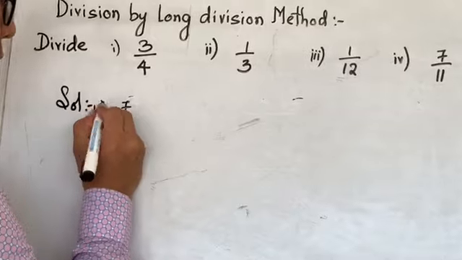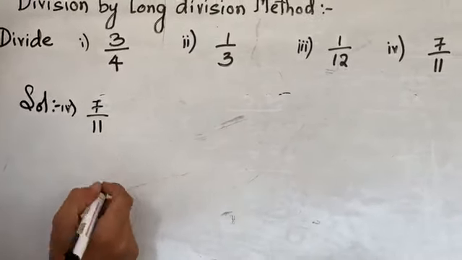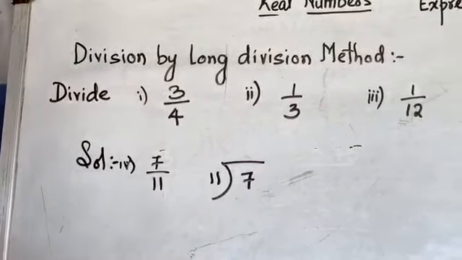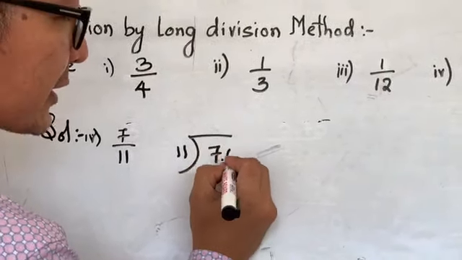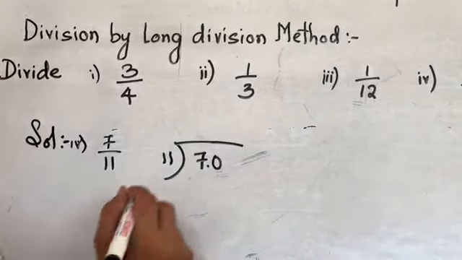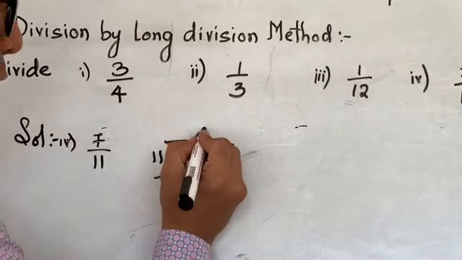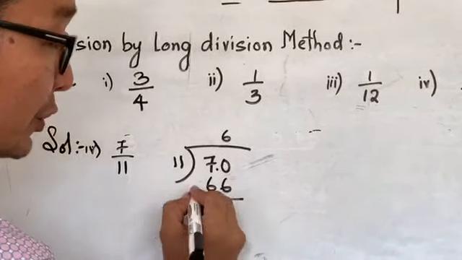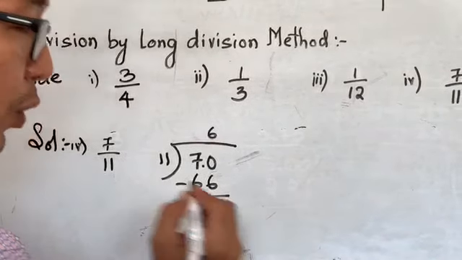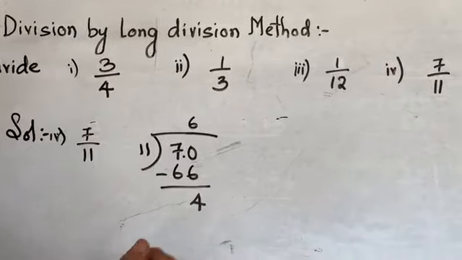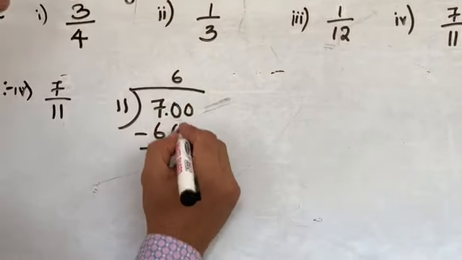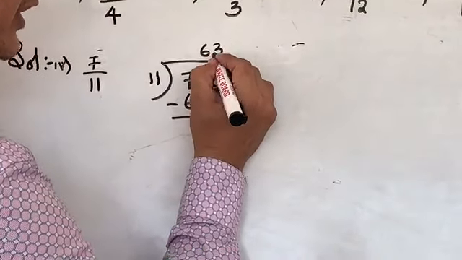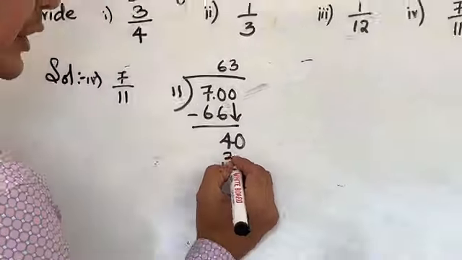Question number 4 is 7 divided by 11. So when you divide this by 11, what you get is, put the decimal and a 0. 11 6 times is 66. Subtract, the answer is 4. Then bring down a 0, and this sample is 40. 11 3 times is 33.